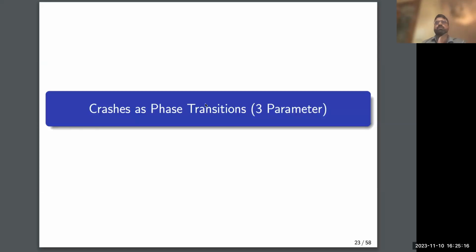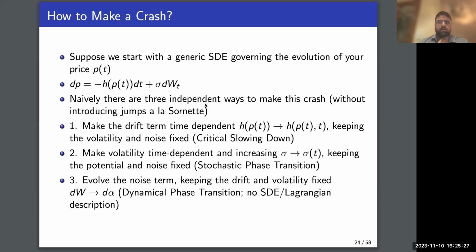So let's move on to now even more parsimonious models, right? Which are models that describe crashes as phase transitions. And these are really simple. So let's say we start with a generic SDE covering the evolution of our price process. So just examining this SDE, there are 3 independent ways that we can make this crash without introducing any exogenous jumps or any jump process by hand.